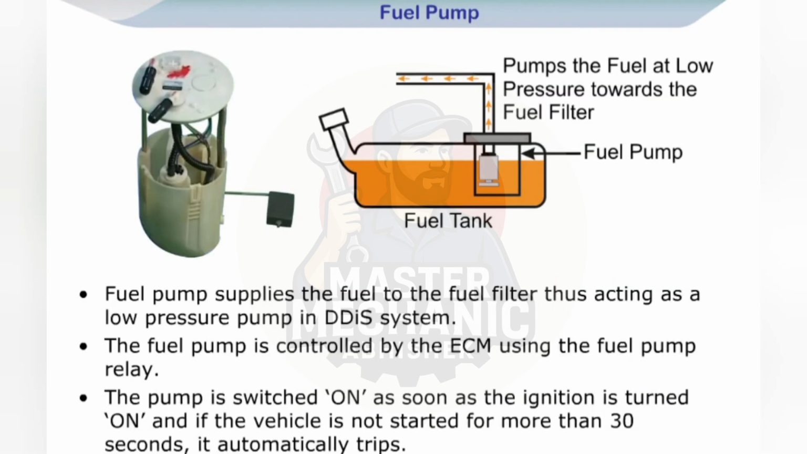Fuel pump supplies the fuel to the fuel filter, thus acting as a low pressure pump in DDIS system. The fuel pump is controlled by the ECM using the fuel pump relay. The pump is switched on as soon as the ignition is turned on, and if the vehicle is not started for more than 30 seconds, it automatically trips.